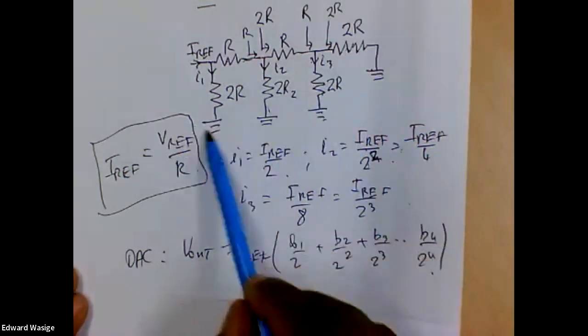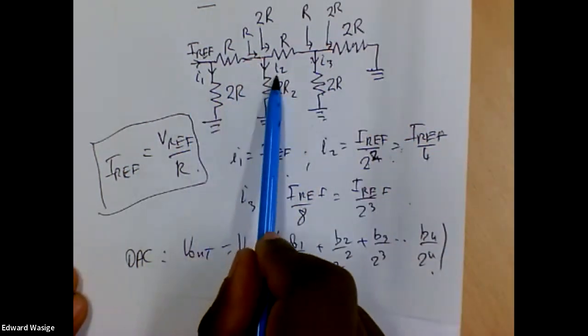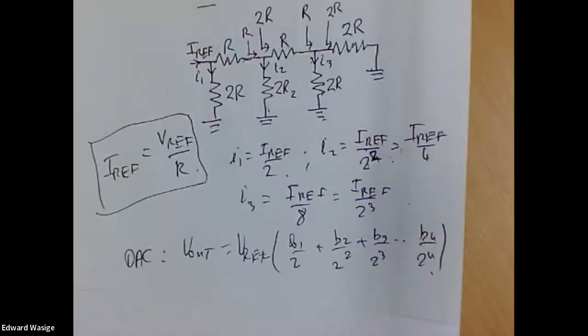So we need the summing amplifier because we need to sum I1, I2, I3. If all the bits are 1, we need to sum all these currents, and so we can use the summing amplifier configuration to do that.